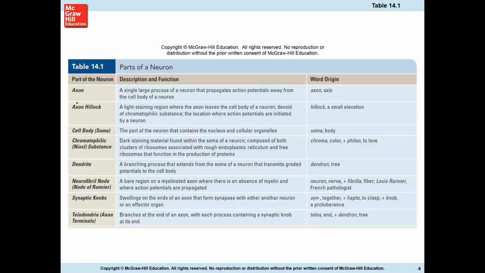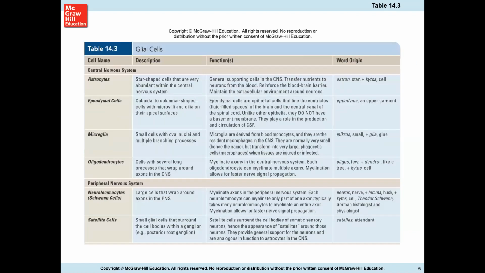I like this. I think this is a good thing to go through before your neuro exams. Chromatophilic, I like to say Nissl. Neurofibril node, I like to say node of Ranvier. Right? Probably the next page has the other thing. Teledendria. You know, I like to say the axon terminals at the end, or synaptic end bulbs, and the teledendria are really the spiky things that are leading to the end bulbs, because that's the way it looks.